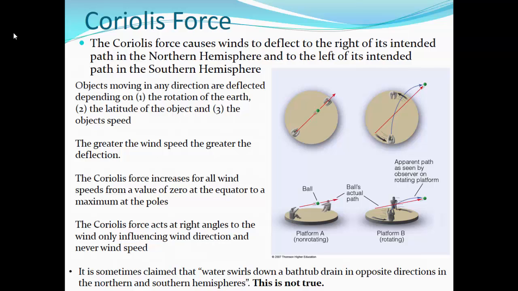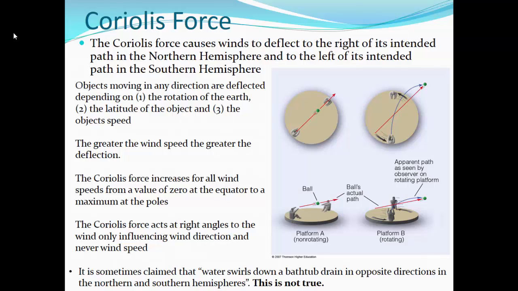The next force that affects the wind is the Coriolis Force. This is an apparent force. The Coriolis Force causes the wind to deflect to the right of its intended path in the northern hemisphere and to the left of its intended path in the southern hemisphere. Objects moving in any direction are deflected depending on the rotation of the Earth. How fast the Earth is rotating will change the deflection.